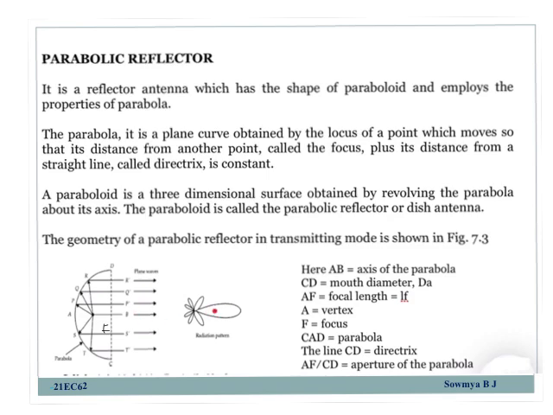Coming to the geometry of the parabolic reflector, here AB represents the axis of the parabola, CD represents the mouth diameter, and AF represents the focal length. A represents the vertex and F represents the focus, and CAD represents the parabola. The line CD is the directrix, and AF divided by CD we can call the aperture of the parabola, and this is how the radiation pattern of the parabolic reflector antenna will be.